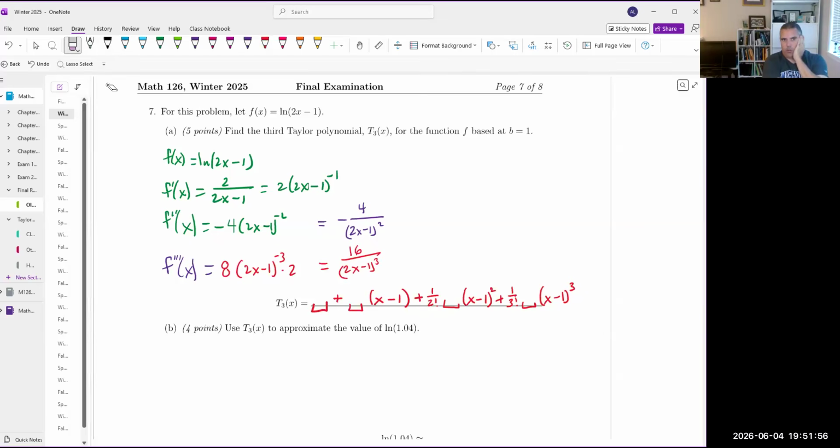So I did some derivative work. And now I'm going to plug in 1 everywhere. So this is f of 1. This is f prime of 1. This is f double prime of 1. This is f triple prime of 1. And f of 1 would be the log of 2 minus 1, which is the log of 1, which is 0.